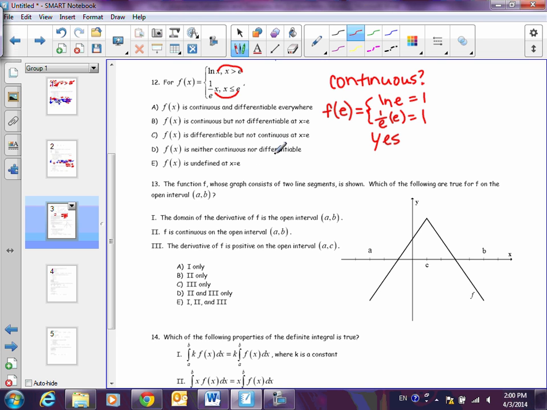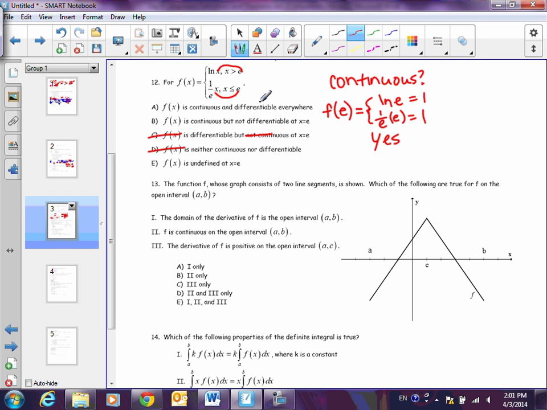So which answer choices can I get rid of? D. I can get rid of D. I can also get rid of C because it's not continuous. What about E? f of x is undefined at x equals e. Oh, wait, sorry, I was thinking wrong, because it can have a cusp and it's still continuous.